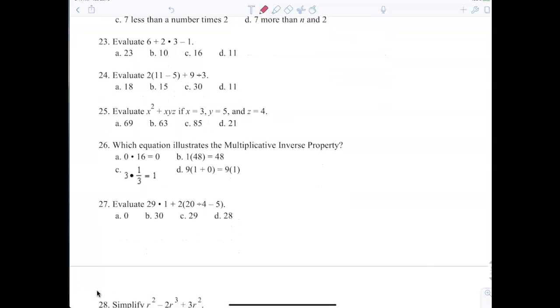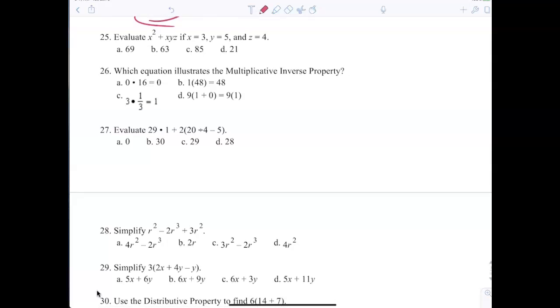Number 23, we have to do the multiplication first. 2 times 3 is 6, plus 6 is 12, minus 1 is 11. Number 24, 11 minus 5 is 6. 6 times 2 is 12. Now we have to do the 9 divided by 3. 12 plus 3, 15. Anybody have any issues? All right, let's move on.